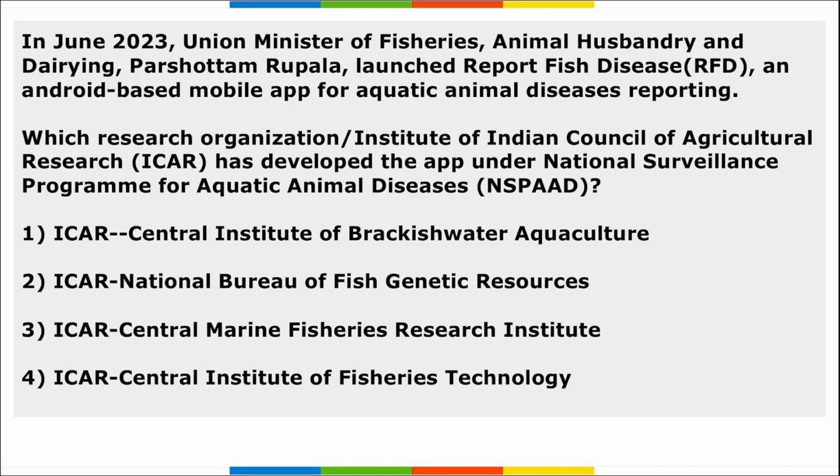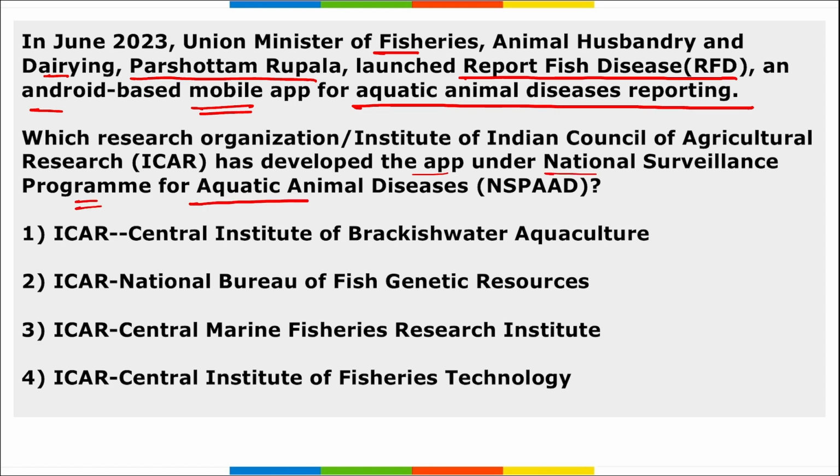Next, Union Minister of Fisheries, Animal Husbandry and Dairying, Purushottam Rupala, launched Report Fish Disease, an Android-based mobile application for aquatic animal disease reporting. Which research organization of ICAR developed the app under the National Surveillance Program for Aquatic Animal Disease? It is your ICAR, National Bureau of Fish Genetic Resources. Option B is correct here. Correct. And remember this RFD, Report Fish Disease.